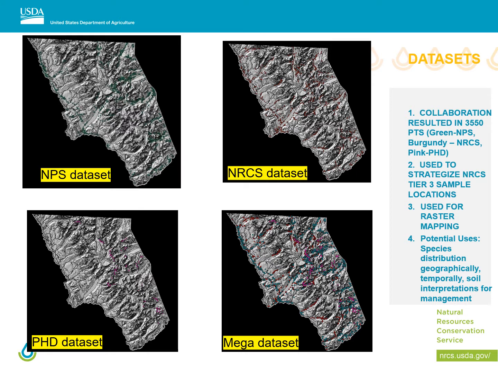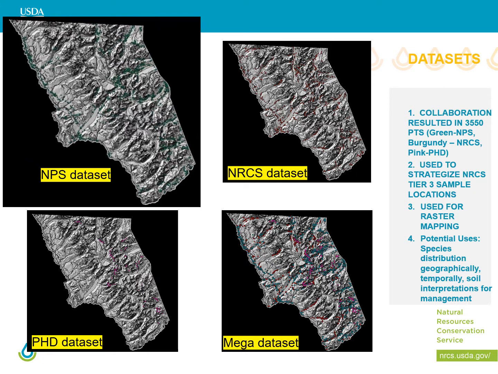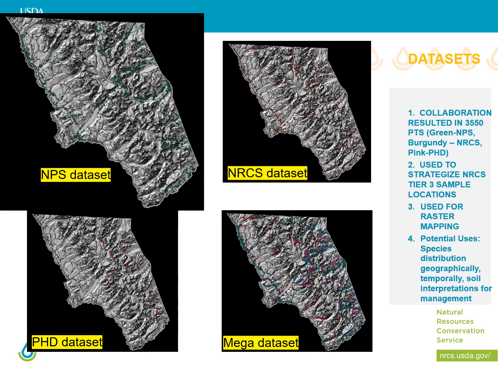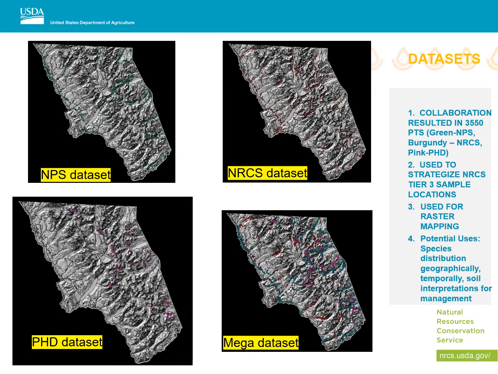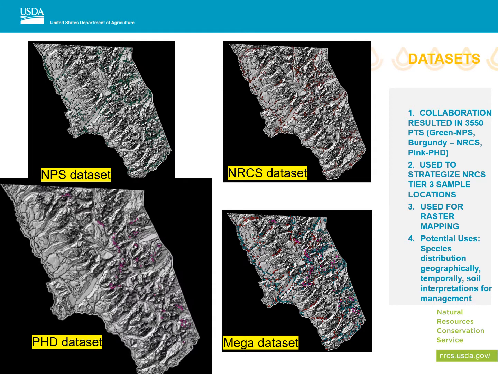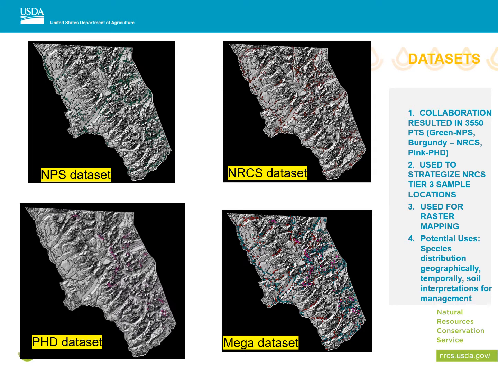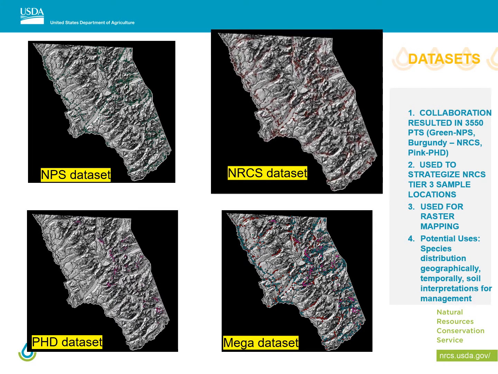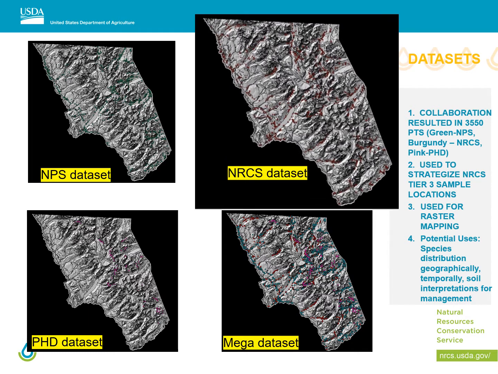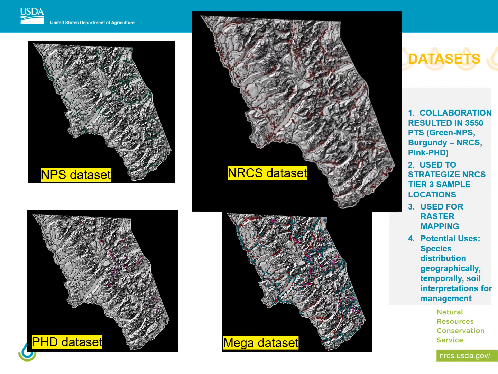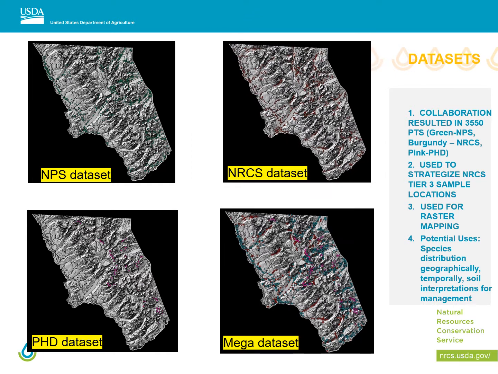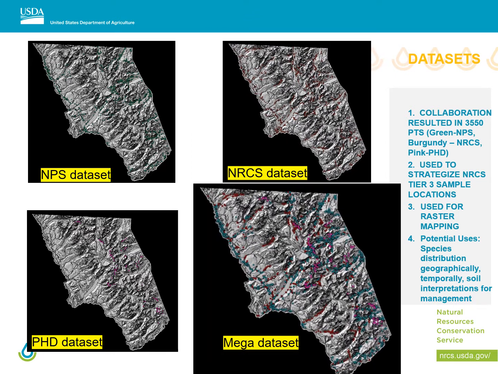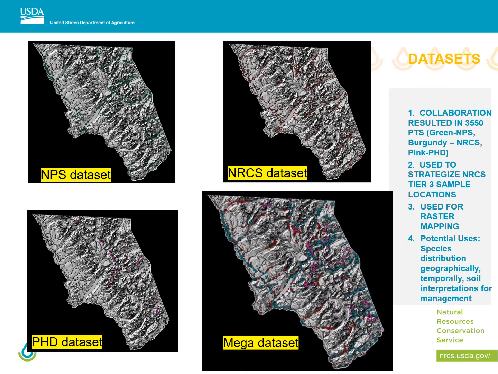Collaboration with the National Park Service staff resulted in the use of over 1,500 points of vegetation field sampling data used by the NRCS to strategize areas to revisit with the NRCS Tier 3 field sampling of soils and vegetation. This metadata set of over 3,500 points was used to create the raster map of ecological sites.